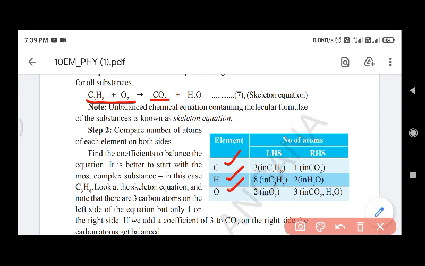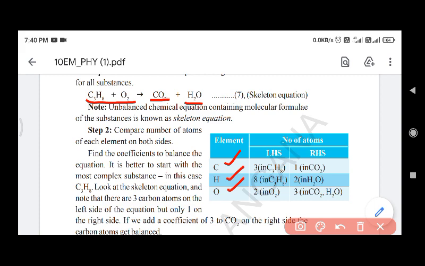Imbalanced. And next, what is the element present in the chemical equation? Hydrogen. The number of hydrogen atoms on the left side is 8, in propane. On the right side, in H2O, there are 2 atoms of hydrogen. These hydrogen atoms are also unbalanced on both sides.